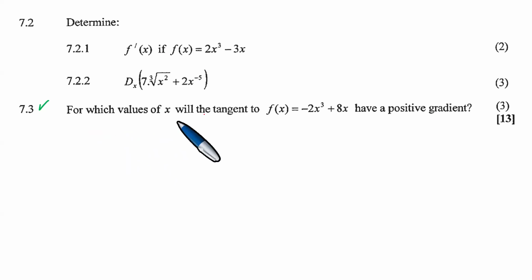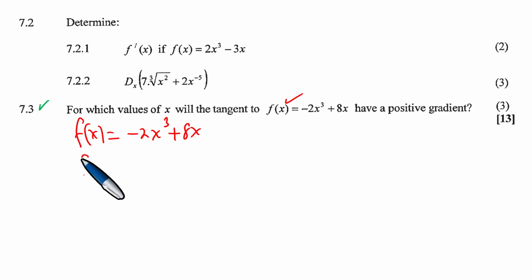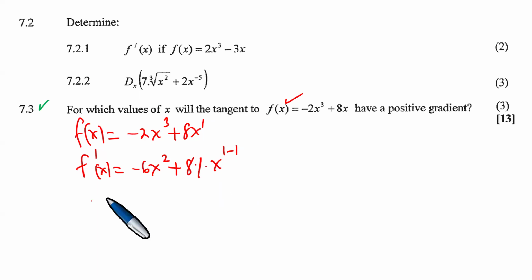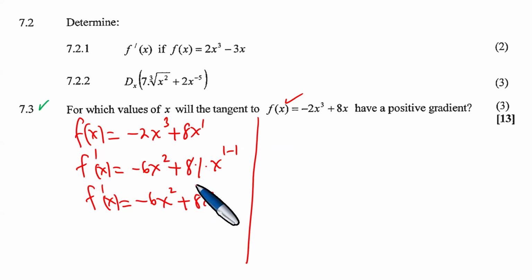If we say a tangent to this, a tangent means that we need to find the slope, the gradient at any point, meaning f of x itself is minus 2x cubed plus 8x. Then we need the derivative. You have minus 2 times 3, which is minus 6x to the power 3 minus 1, which is 2, plus 8 times 1 times x to the power 1 minus 1. F prime is minus 6x squared plus 8x to the 0th power. So the first derivative is actually minus 6x squared plus 8.